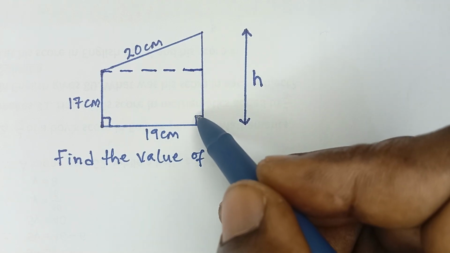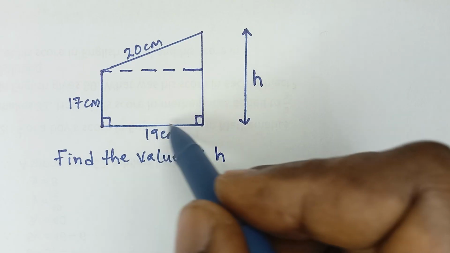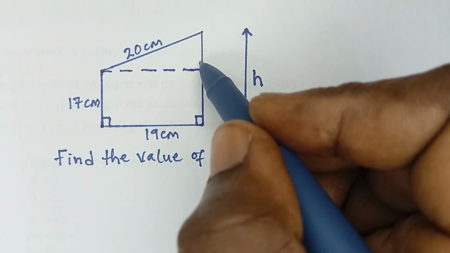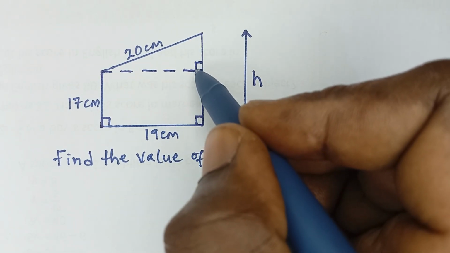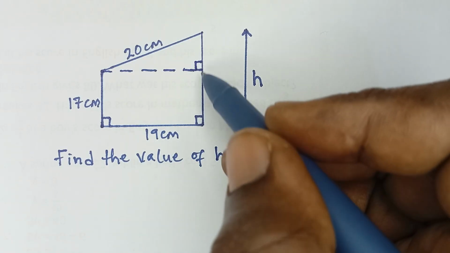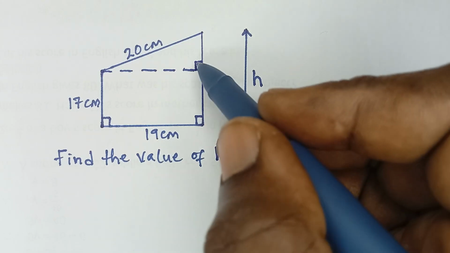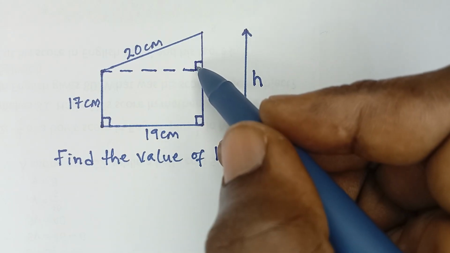So this is a right angle, and if this line that we have just traced is parallel to this line, it means that this place will also be a right angle. That is, there will be corresponding angles, and corresponding angles are equal. So this is right angle, and this side is also a right angle.